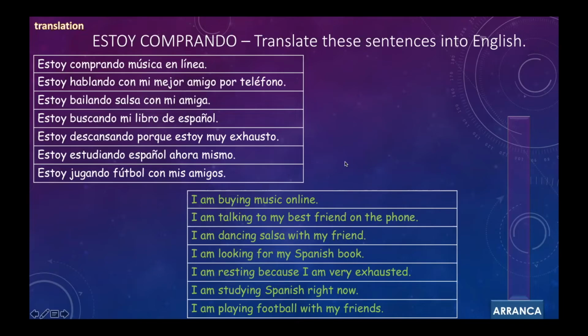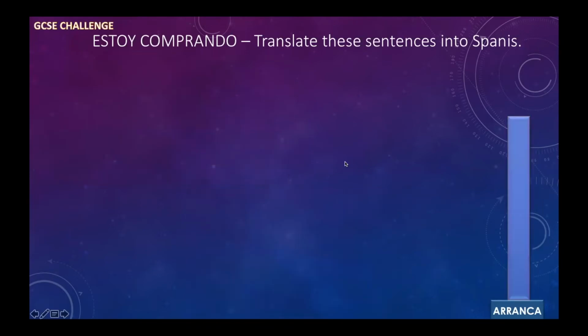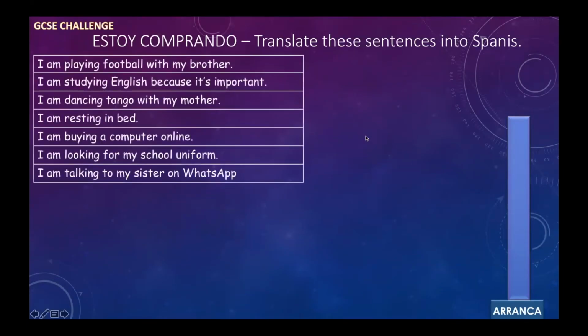Now then, let's move on. We have our GCSE challenge and we are going to translate these sentences into Spanish. Here we are. All we need to do is in the next few seconds to try and write them down in Spanish. Off you go.